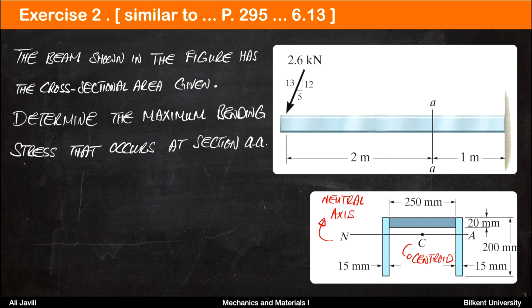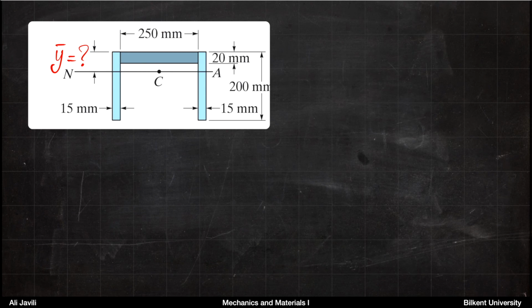So we are asked to calculate the maximum bending stress that occurs at section AA, and for that we begin with calculating where the neutral axis of the cross section is. So the cross section is composed of 3 parts. You have this part on top, and then you have 2 identical parts on the sides. So what we need to do is to calculate the distance from top to know where the neutral axis lies. The distance y bar.